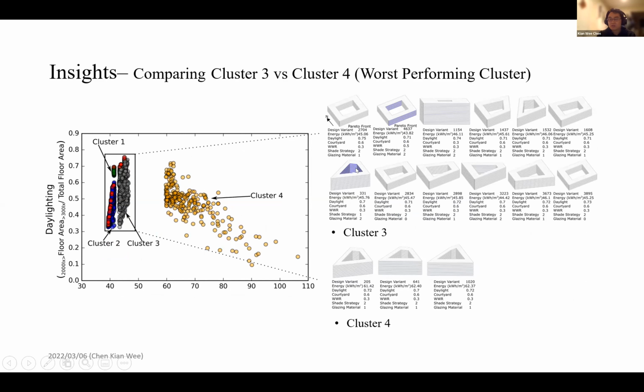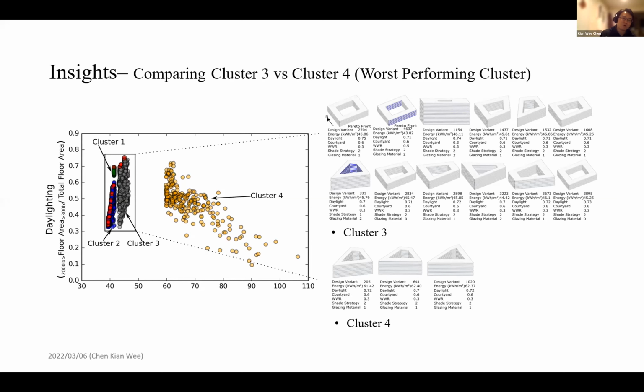But an interesting point I'm trying to make is that if you dig into the design variants in cluster 3 and cluster 4, design variant 331 and design variant 205, they look the same, right? So why is design variant 205 in cluster 4 and design variant 331 in cluster 3? The only difference is the glazing material. So here it provides a very valuable insight for architects.